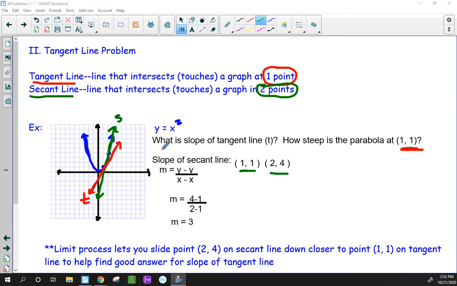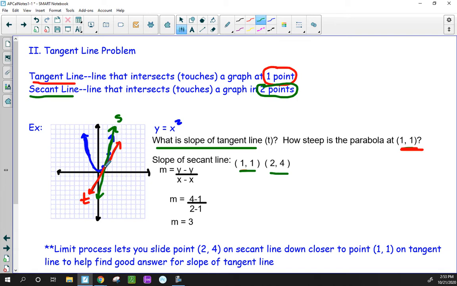And we're going to look at what is the slope of the tangent line T? How steep is the parabola at (1, 1)? So here's our main question. What's the slope of line T in red, and how steep is the parabola at that specific location? And again, just throwing it back to the things I've already said, the blue parabola is a curve, and obviously the tangent and secant are lines, they're linear.